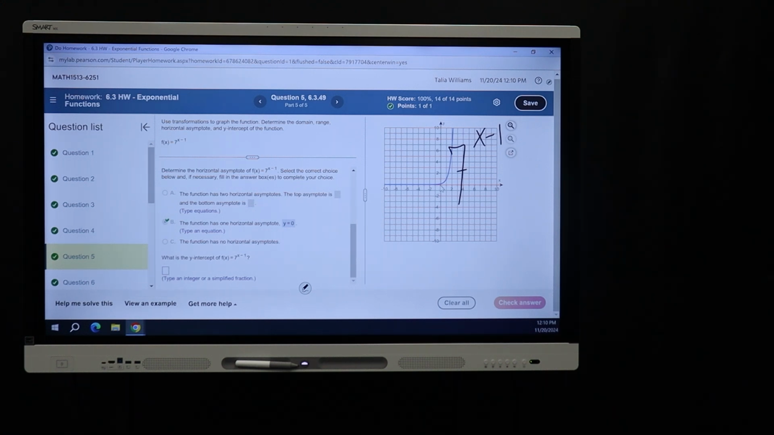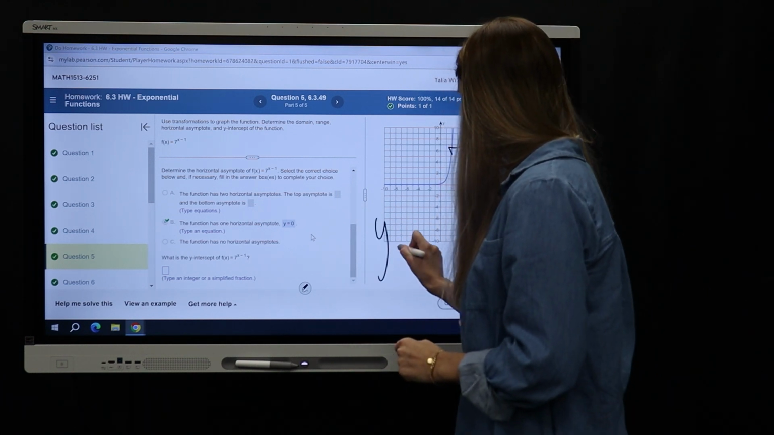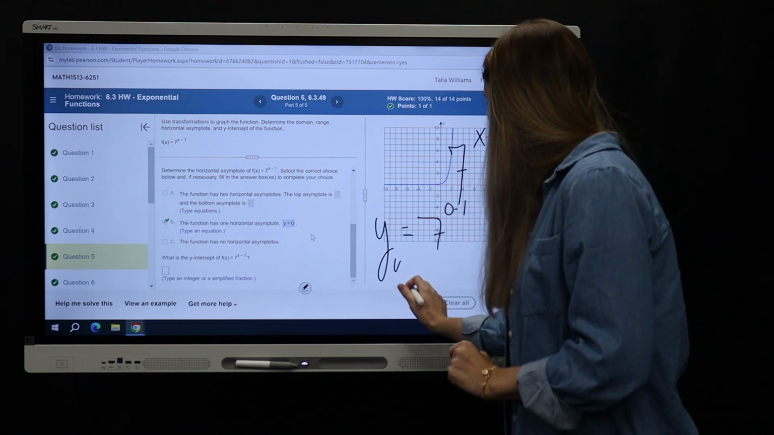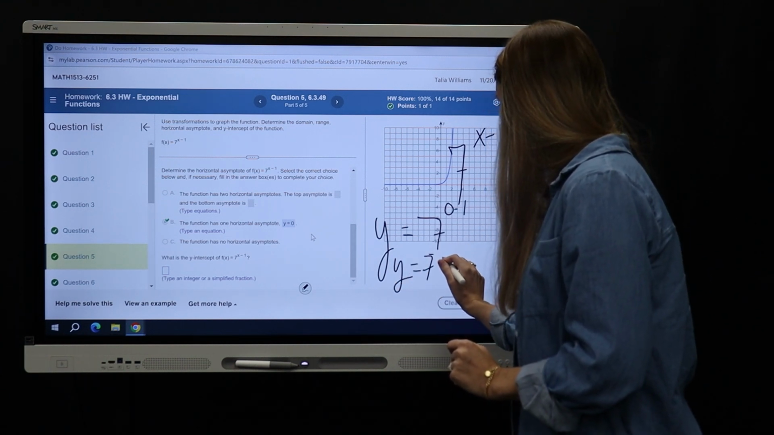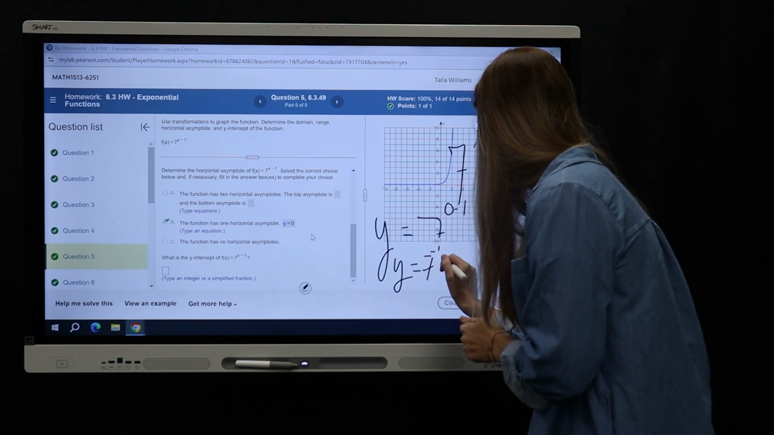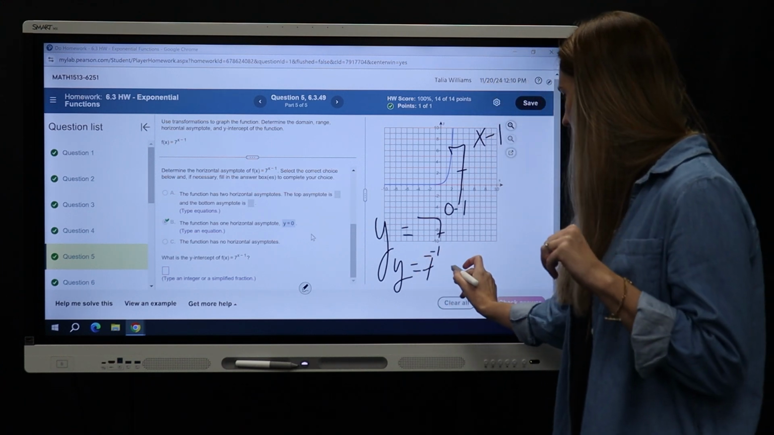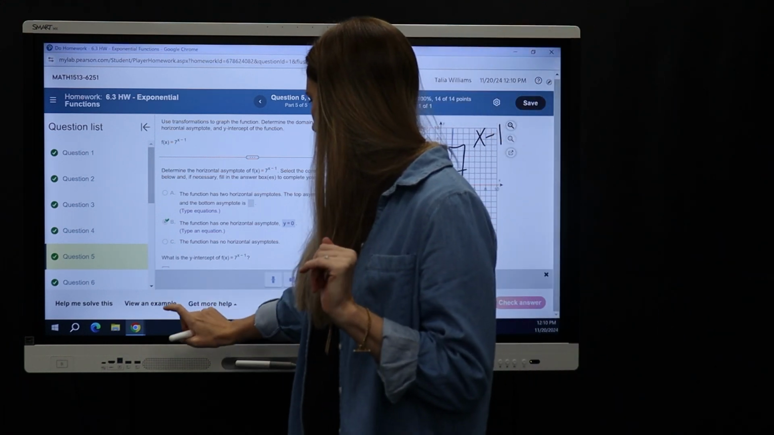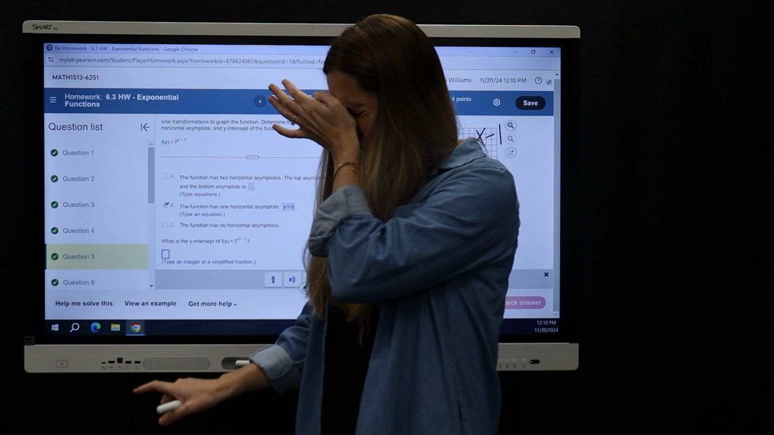Our y-intercept, so if we want to find our y-intercept, we can put 0 in for x. That's probably going to be the easiest. So y equals 7 to the 0 minus 1. So we're going to have y equals 7 to the negative 1 power. Which, anything to that negative 1 power, it makes it 1 over 7. And you could use a calculator on that if you wanted to.